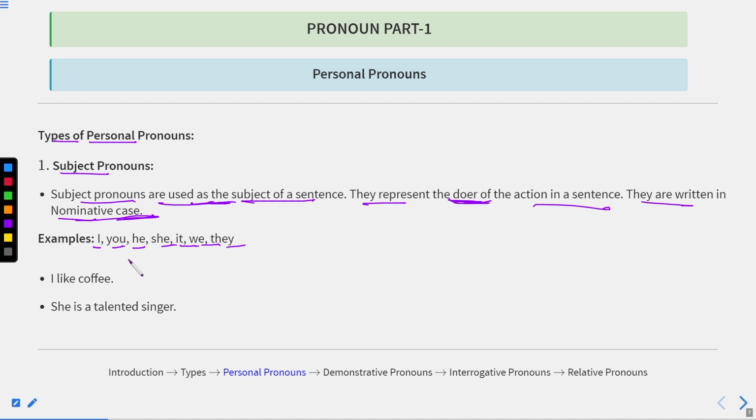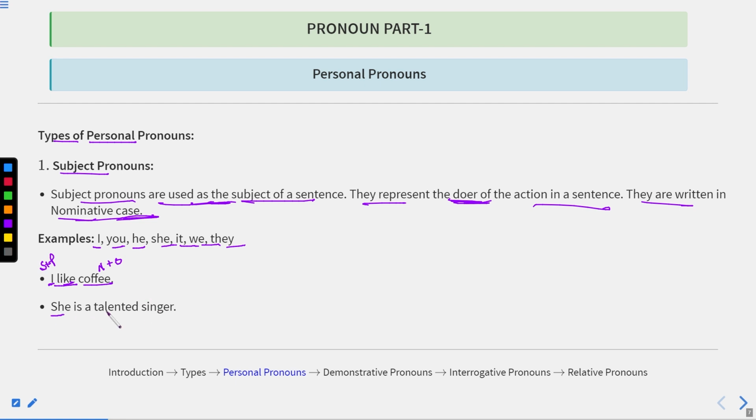Now let us see some examples. I like coffee. So I is the subject, like is the verb, and what do I like? Coffee. Coffee is a noun object. So this is noun plus object, and I is subject plus pronoun. This S and P represent subject and pronoun, and this N and O mean noun and object.